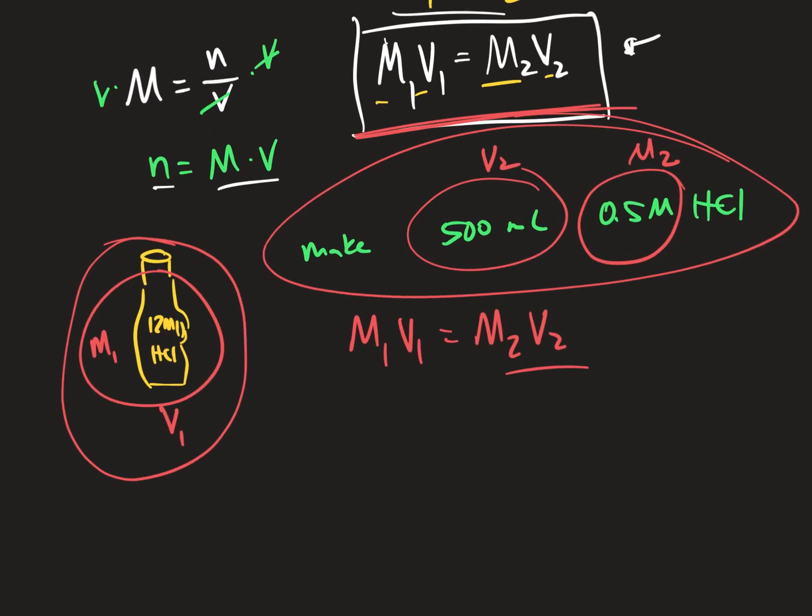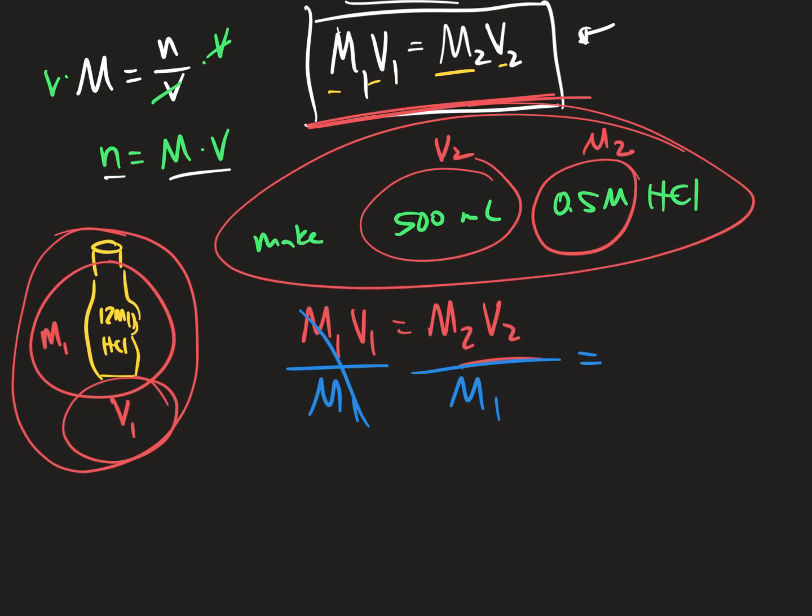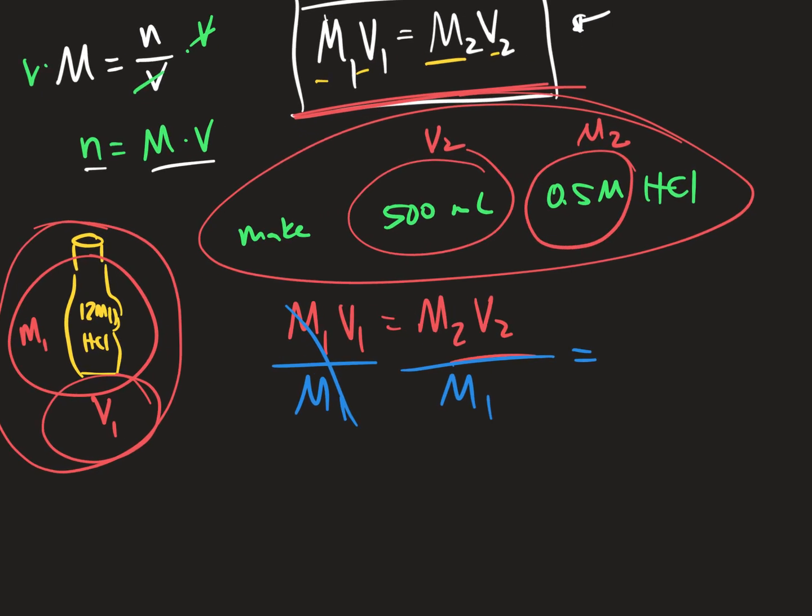All right, so what are we looking for here? Our V1. Okay. So let's divide both sides by M1 to get V1 all by itself. So now our V1 is equal to M2 times V2 divided by M1. Now let's just plug our values in. Our M2, which is 0.5 molar, right here. And our V2 is 500 milliliters.